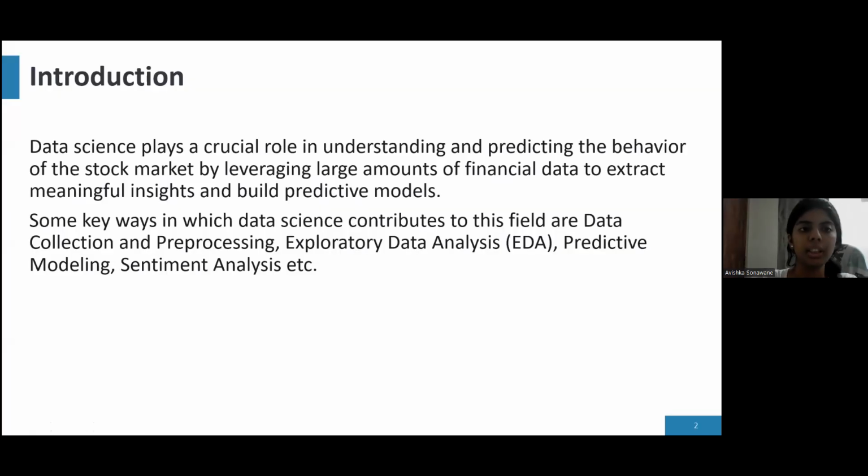Introduction. Data science plays a crucial role in understanding and predicting the behavior of the stock market, by leveraging large amounts of financial data to extract meaningful insights and build predictive models. Some key ways in which data science contributes to this field are data collection and pre-processing, exploratory data analysis, predictive modeling, and sentiment analysis.